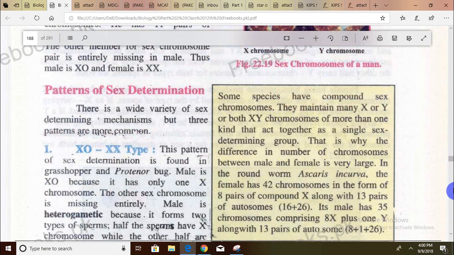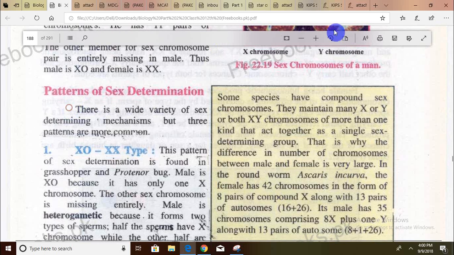Patterns of sex determination, and this isn't just for human beings. There are literally 3 types. And we know which one is for man and female: XY determination, XY, XX, but it's a bit different for various species. Just a bit of common detail. So number 1, there is a wide variety of sex determining mechanisms, but 3 patterns are more common. Again, this is important.